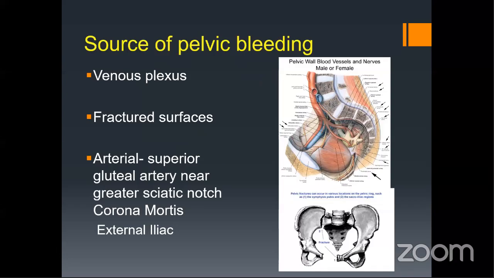You can get fairly significant bleeding from fractured surfaces, particularly the iliac wing and iliac bones. And then finally, you can get arterial bleeding. So this may be from the superior gluteal artery if they get fractures near the sciatic notch, or from the corona mortis, if you have heard of that, which is a communication between the obturator artery and the external iliac artery in some cases.